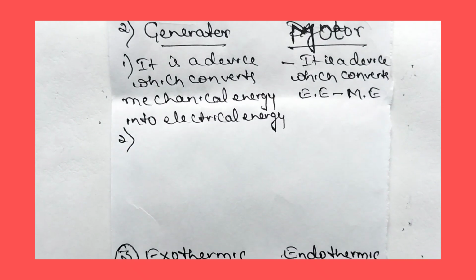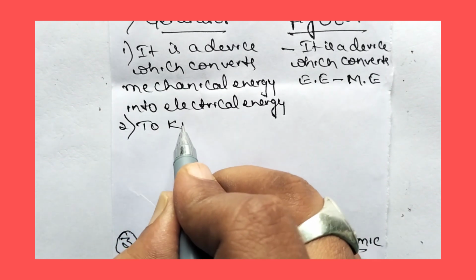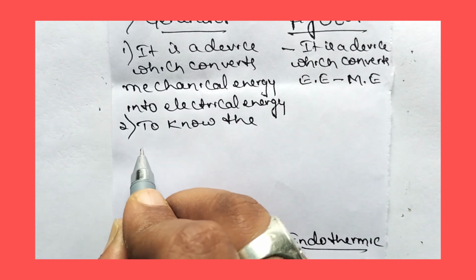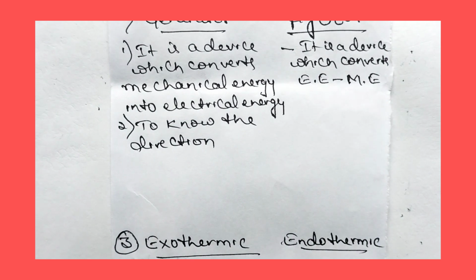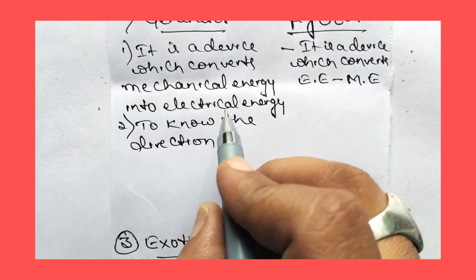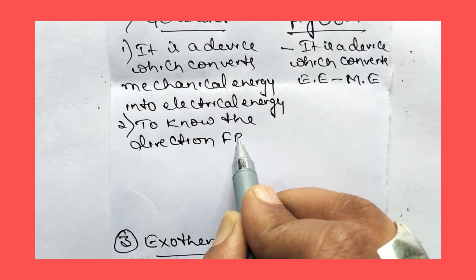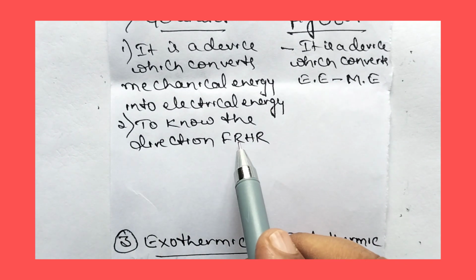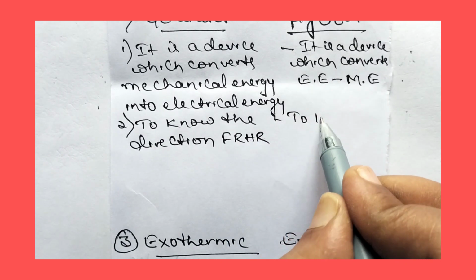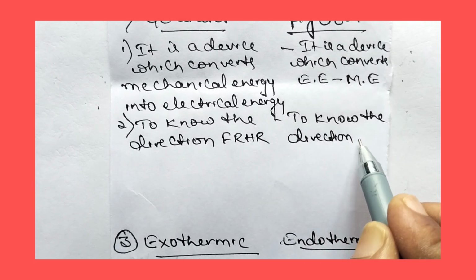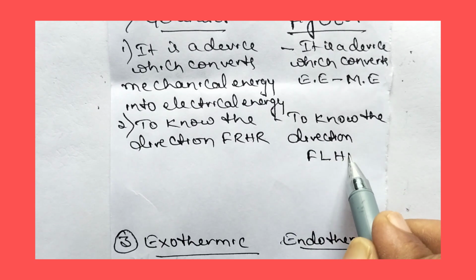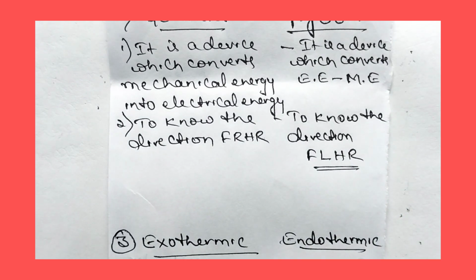Then coming to the second difference, to know the direction of magnetic field, force, motion of the conductor and electric current. For generator, to know the direction, Fleming's right hand rule is used. For motor, to know the direction, Fleming's left hand rule is used. So this is the second difference between generator and motor.